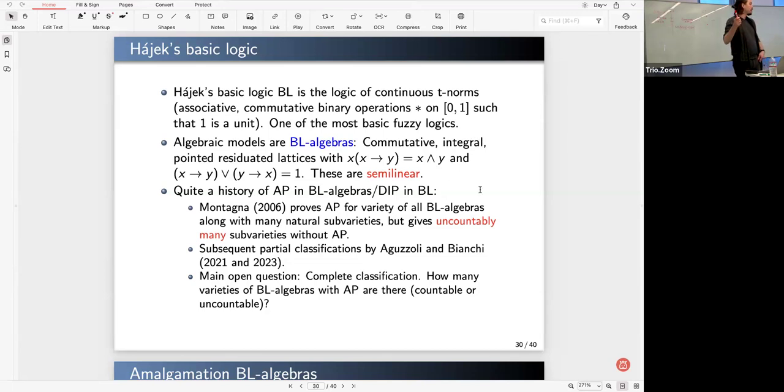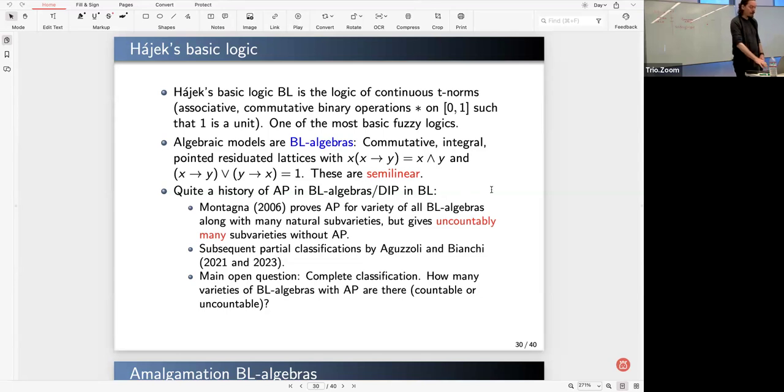The first of them is very often called divisibility, and the second is this kind of semilinearity condition that I pointed to. In particular, the satisfaction of the second equation tells me that this class of algebras is generated by totally ordered algebras. The finitely subdirectly irreducible BL algebras are all totally ordered. This is a bit of an auspicious point for us.